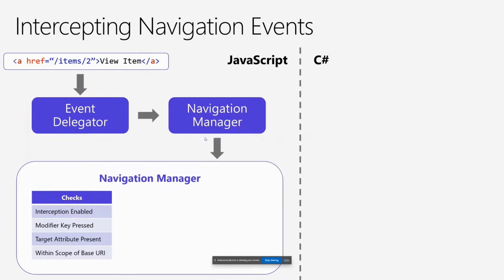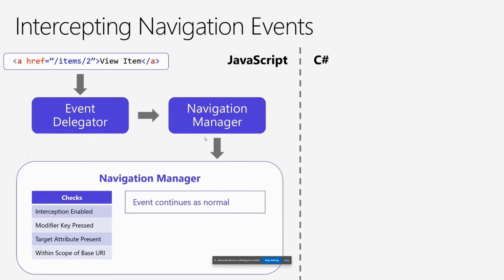So we've done our checks now, and if they fail in any way, shape, or form, so interception's not enabled, if we've got a modifier key pressed, if there is a target attribute with a value of anything other than _self, or we're not within the scope of the base URI, then the event's going to be left alone, and that navigation event will continue on its normal path as if Blazor wasn't involved. So that will navigate however that needs to.